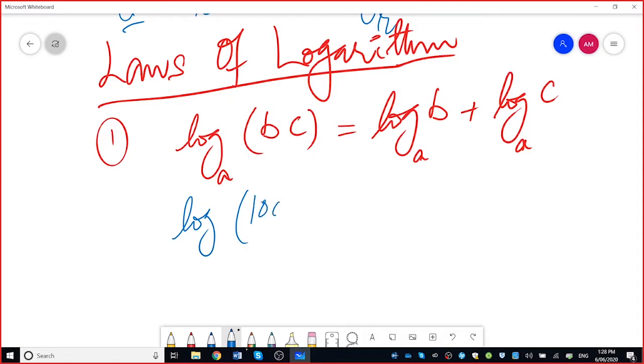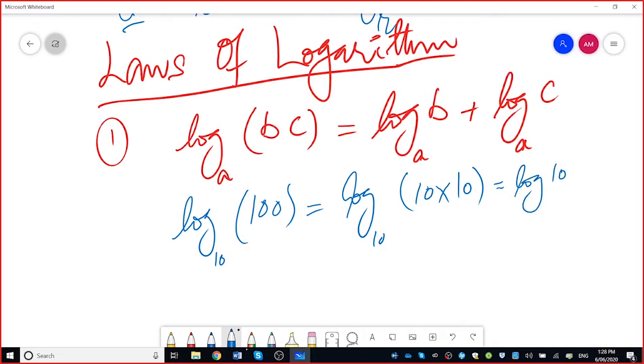First of all, we have to find log 100 to the base 10. You know what that is? You told me yourself, two. We can also write it like this: log of 10 times 10. From the above formula, we can write it as logarithm of 10 to the base 10 plus logarithm of 10 to the base 10. What is log 10 to the base 10? One. So 1 plus 1 is equal to 2.